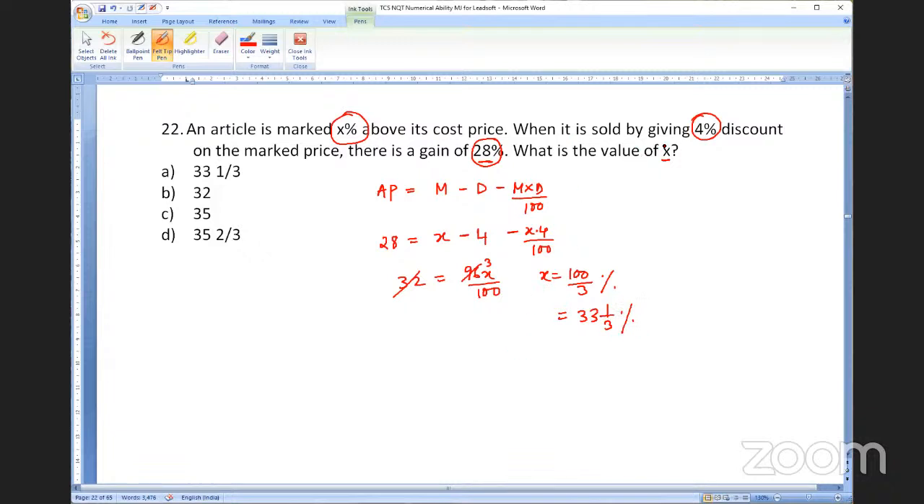But they have asked what is the value of X. The value of X would be 33 1 by 3, which is given in option A. Use the net change rule. This is the best rule to find actual profit when the shopkeeper is marking up the price and also giving a discount after that. In layman's terms, we call it price cheating.